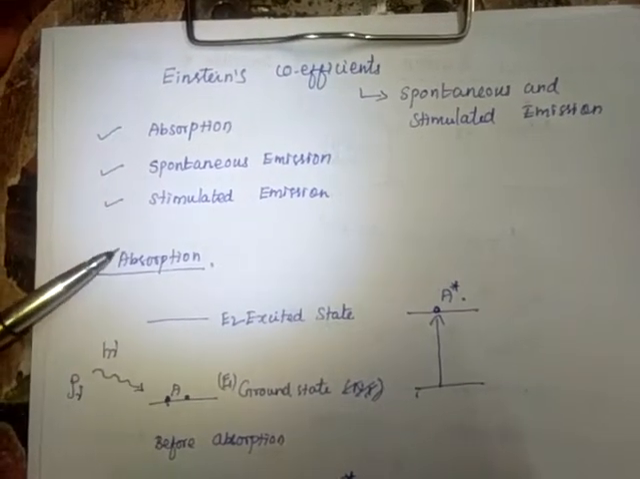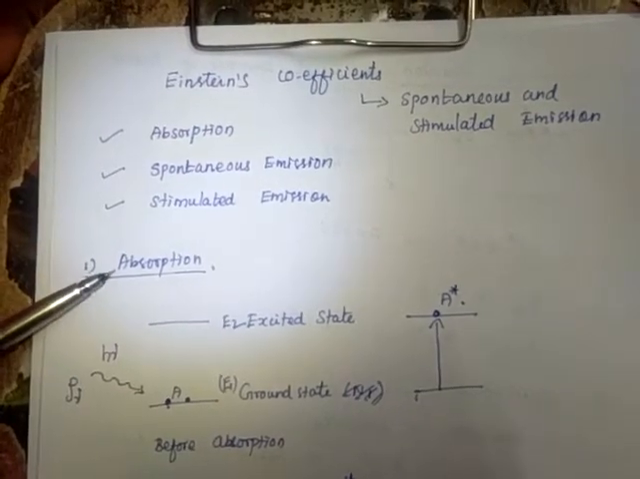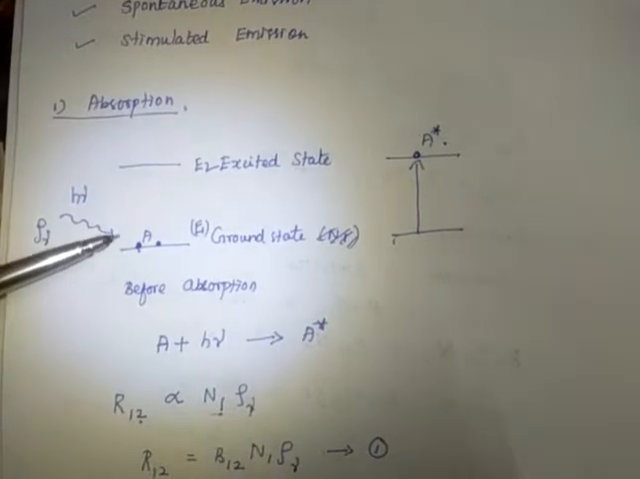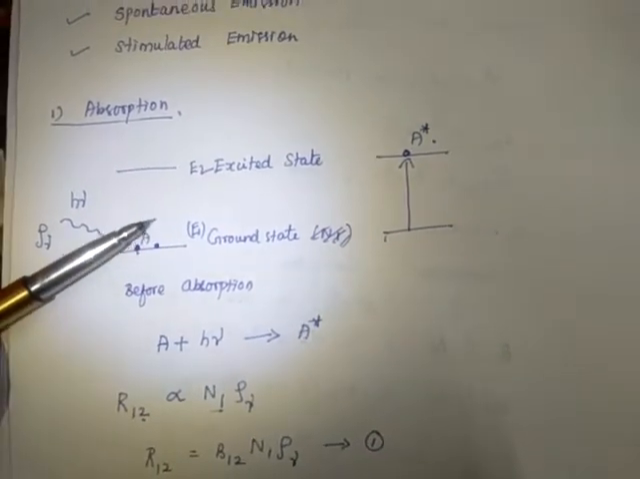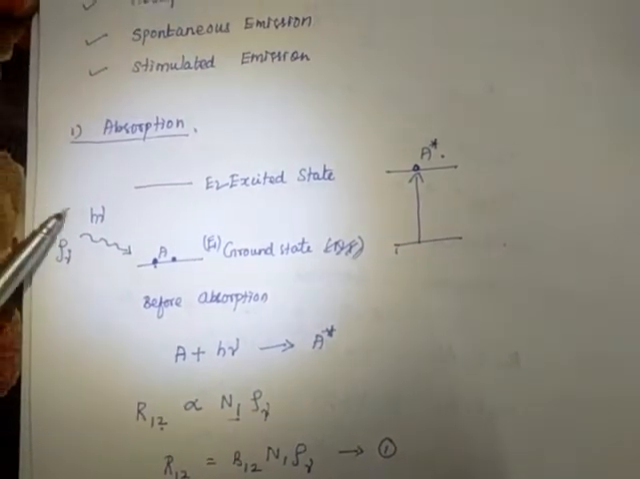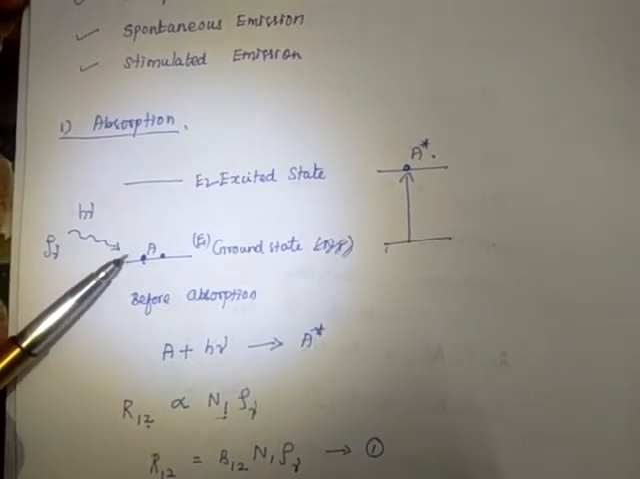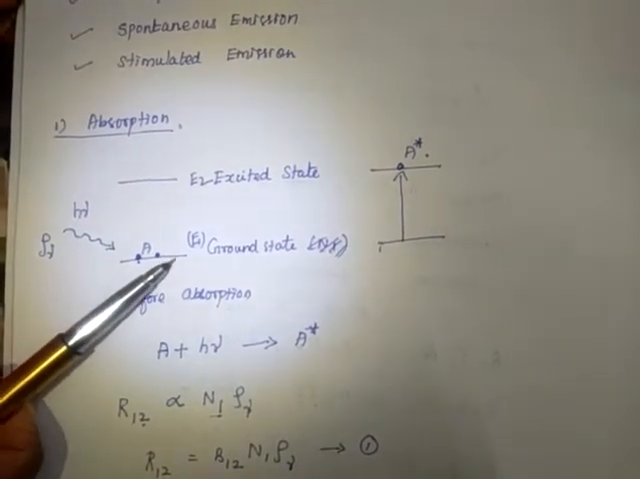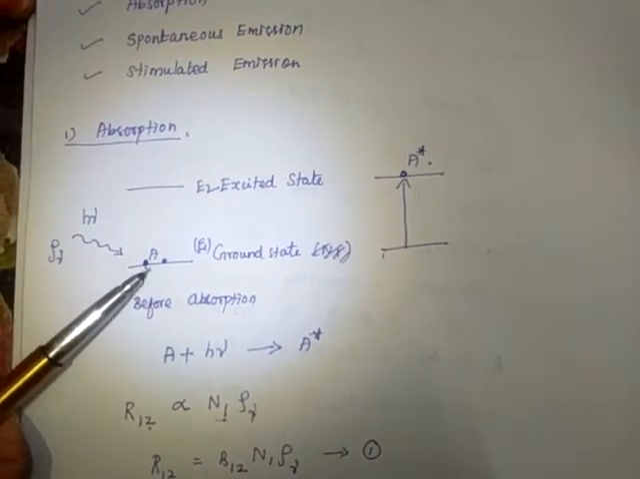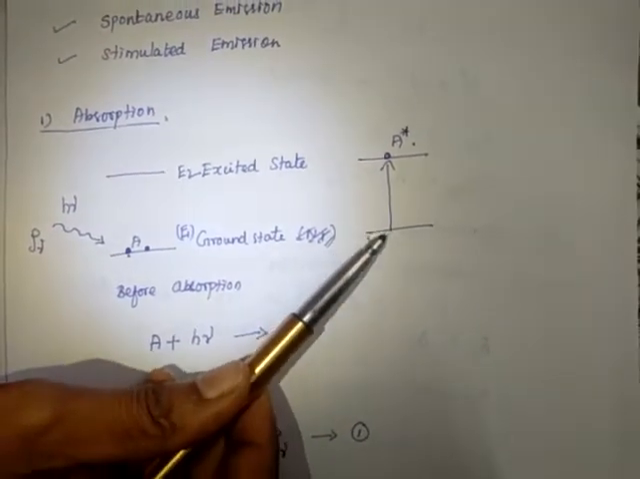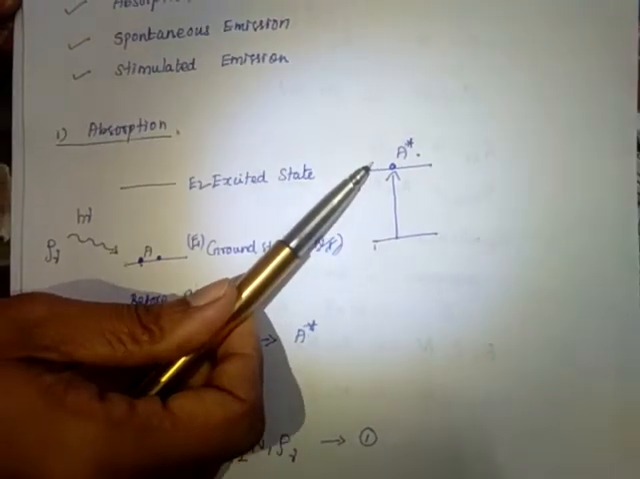The first process is absorption. There are two energy levels. Normally a large number of atoms are present in the ground state energy level. Now the light radiation interacts with the atoms present in the ground state. The atoms absorb the incident energy. After that they go to the excited state energy level.